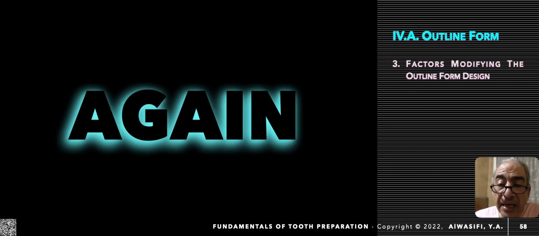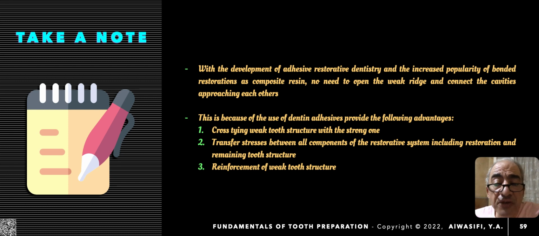Again, when you are using an adhesive restorative material such as composite, you benefit from adhesive dentistry and the dentine bonding agent. You are not in need of cusp tipping or cusp capping with composite resin, because you are already cross tying the weak cusp with the strong one. You transfer the stress via the dentine adhesive from the weak cusp to the strong one, and you are reinforcing the weak cusp, unless the enamel is friable and extremely weak.